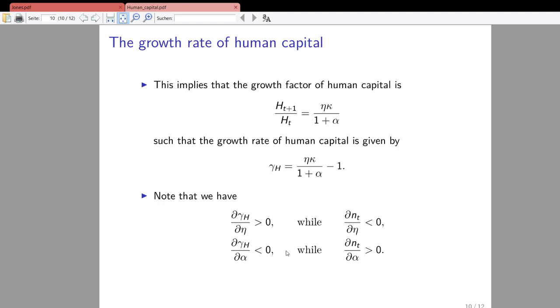And a similar effect holds true if we increase alpha. So if alpha increases, we have a decrease in aggregate human capital accumulation, but an increase in fertility actually.